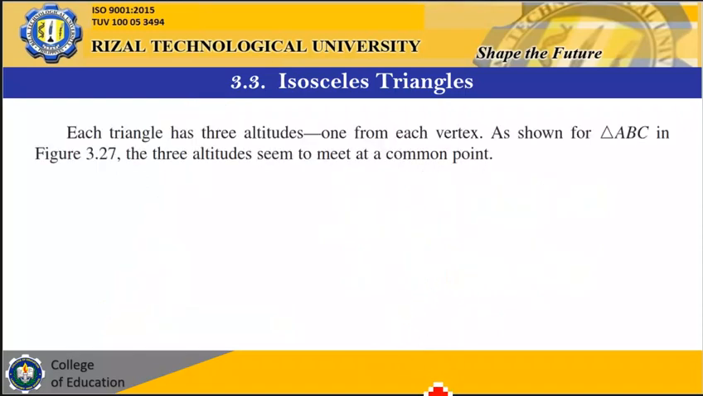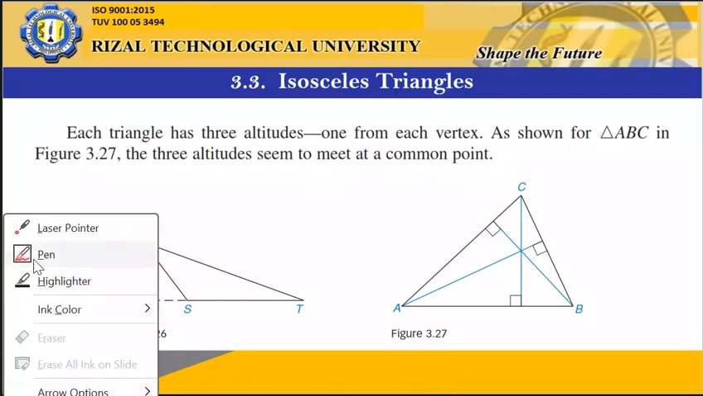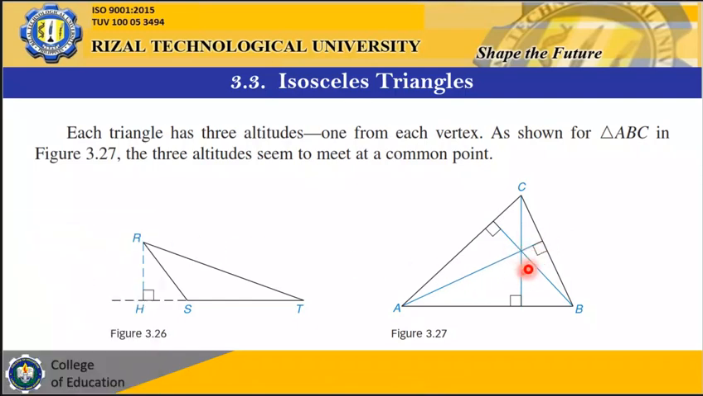So each triangle has three altitudes, one from each vertex, and based on our figure as shown for triangle ABC in figure 3.27, okay, this figure, the three altitudes seem to meet at a common point. Okay, we call it concurrent. Could also have an altitude that is outside the triangle. It could be.